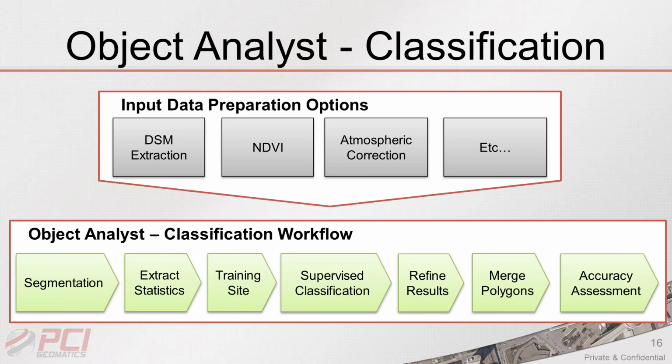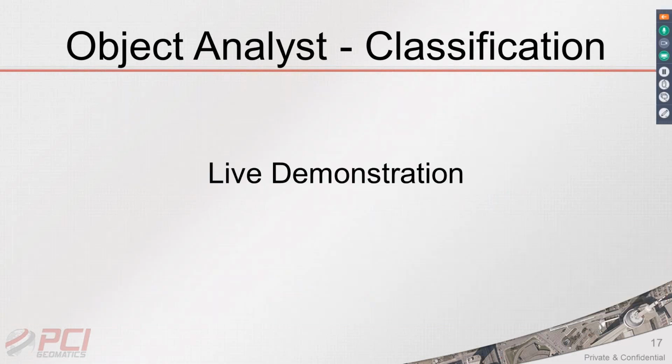Now, when we actually look at Object Analyst, the classification workflow, we can see that there's a few key steps. So it starts off with segmenting your image, extracting the statistics, performing training site supervised classification, and then refining your results, merging your polygons, and then performing an accuracy assessment. So that is the workflow that I'm going to walk you through right now. So I'm going to leave PowerPoint for a little bit, and let's just take a look.